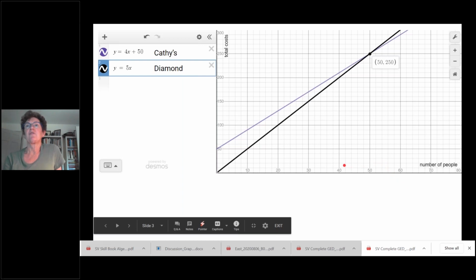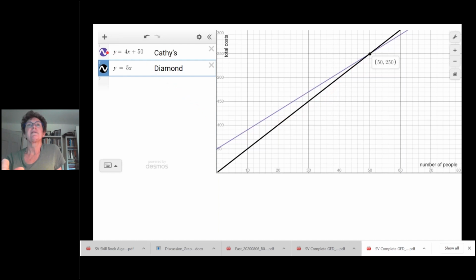Here I use my favorite tool, Desmos, to graph the lines. And here is my equation, y equals 4x plus 50. That's Kathy's Catering, and it shows you right here. That's the purple line. Let's look at the purple line. There's my starting point of 50. And then the slope is a little bit hard to see if we want to just take it as 4/1, which is $4 for every one person.